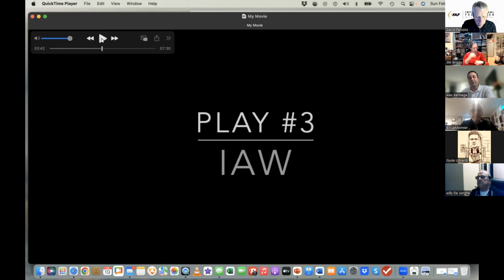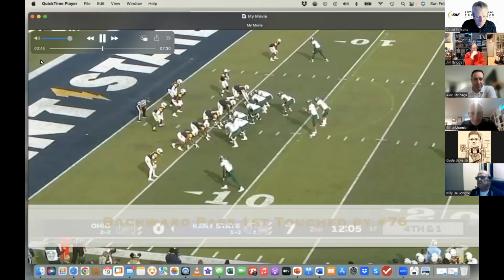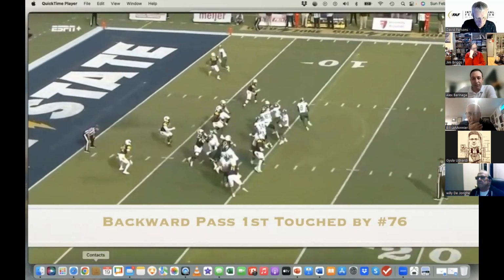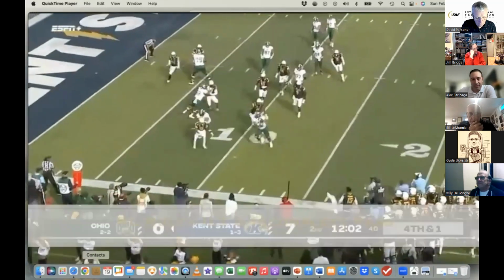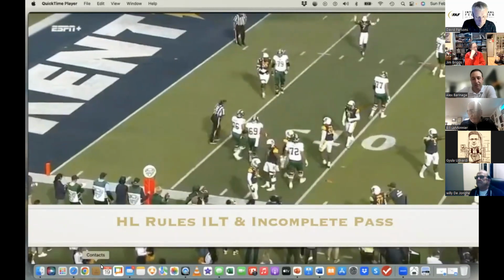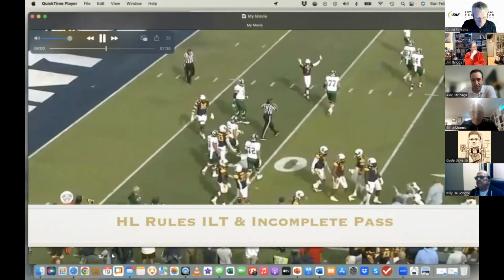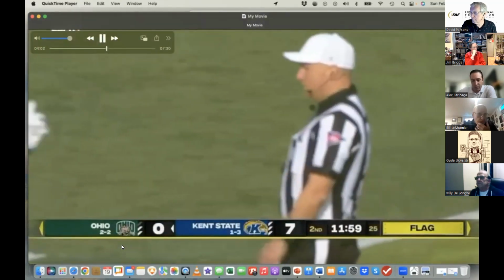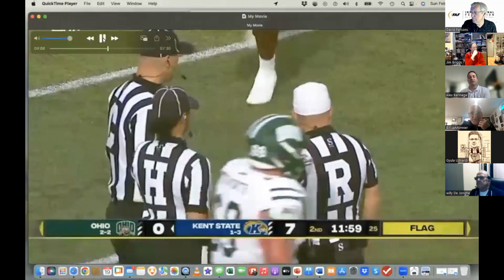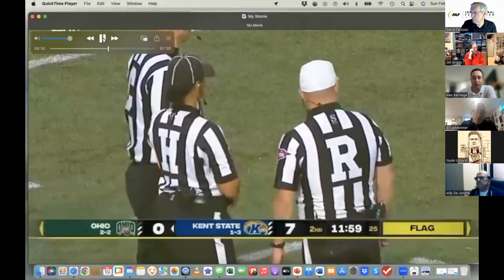Third one, the dreaded inadvertent whistle. So we'll take a look at this play. We've all unfortunately probably had one of these in our career, and if you haven't had one yet, you probably haven't officiated long enough. But we have a backwards pass here that is first touched by number 76. For some reason, our head linesman rules it to be an incomplete forward pass and has a flag down for illegal touching of said forward pass by number 76, which would be correct, presuming the pass was forward.